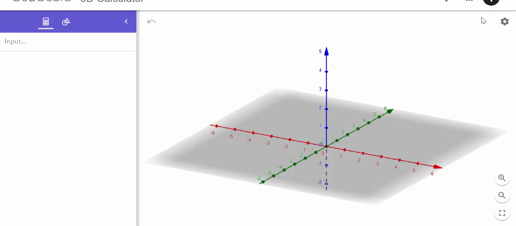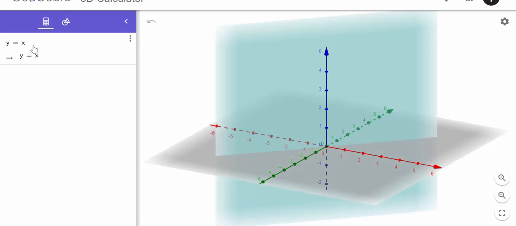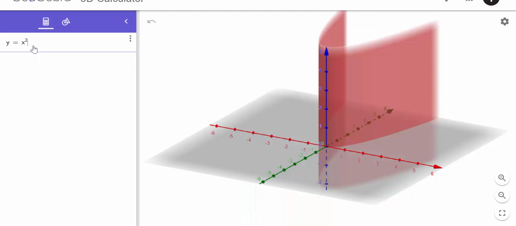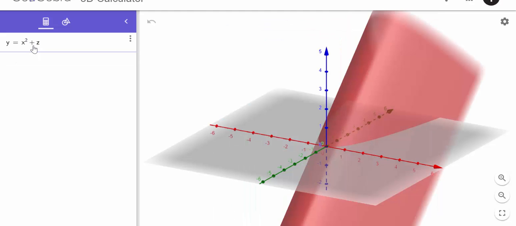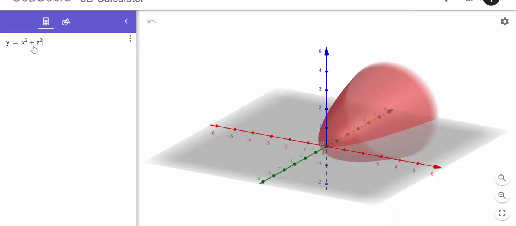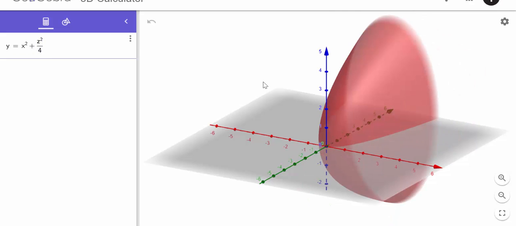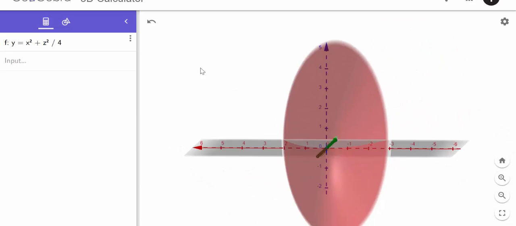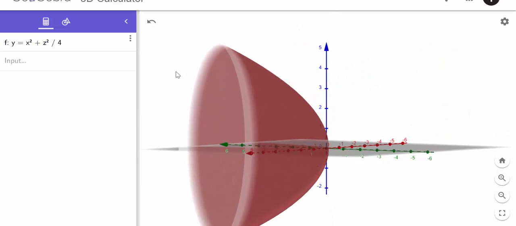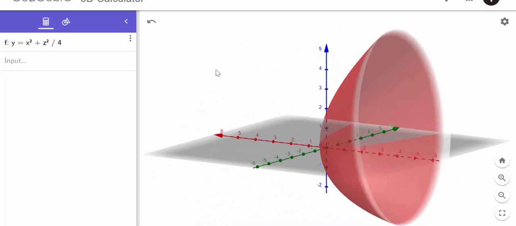So what you want to do is go to geogebra.org/3D. So let's look at this one that we just sketched here. I think it was y equals x squared plus z squared over 4, I believe is what it was. Yeah, there it goes. So there you can get a good view of what the graph looks like. There it is right there.